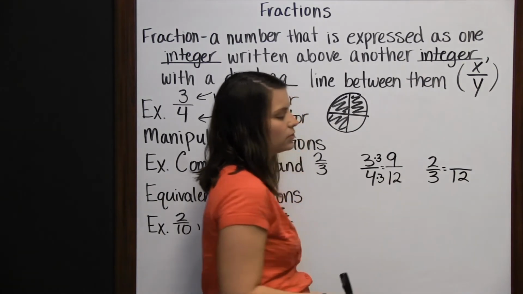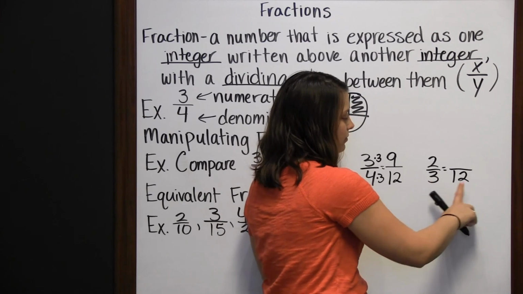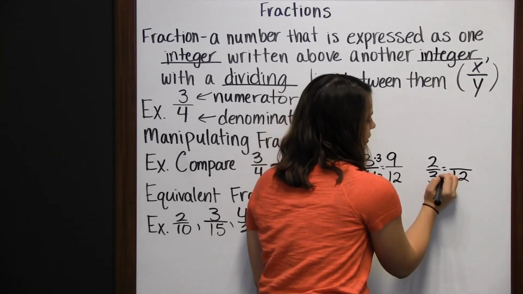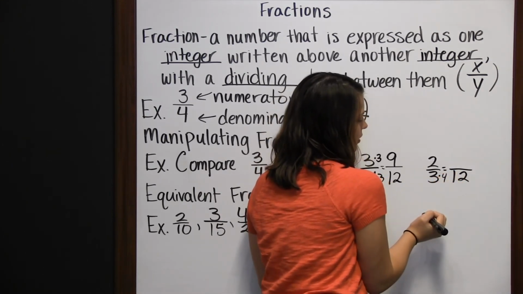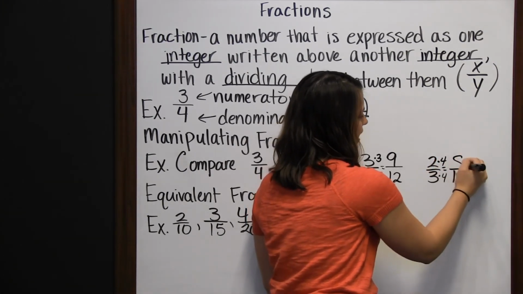And then for 2/3, we'll do a similar thing. We want to change our denominator from 3 to 12. So we multiply 3 times 4 to get 12. And we must do the same to our numerator. 2 times 4 is 8.